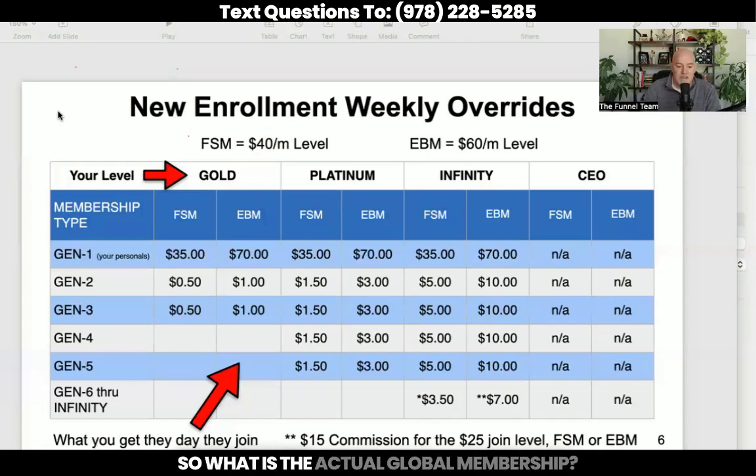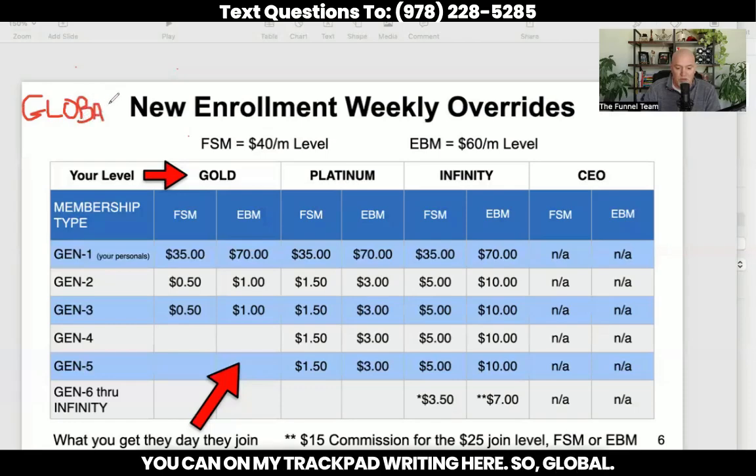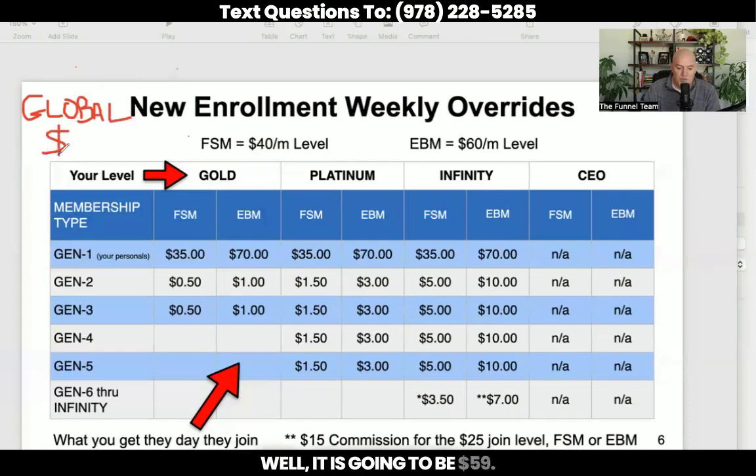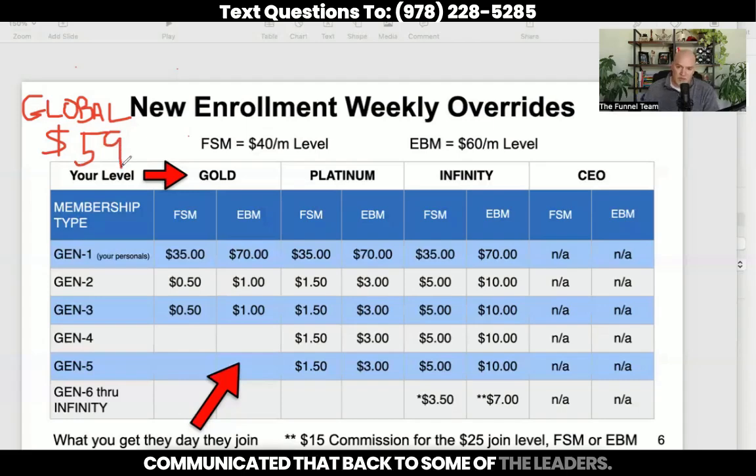So what is the actual global membership? I'm going to write here right at the top of the screen, bear with me as best you can on my trackpad. So global. What is the global membership to join? Well, it is going to be $59. I think myEcon has established that and communicated that back to some of the leaders. It is going to be $59 to join as a global member.